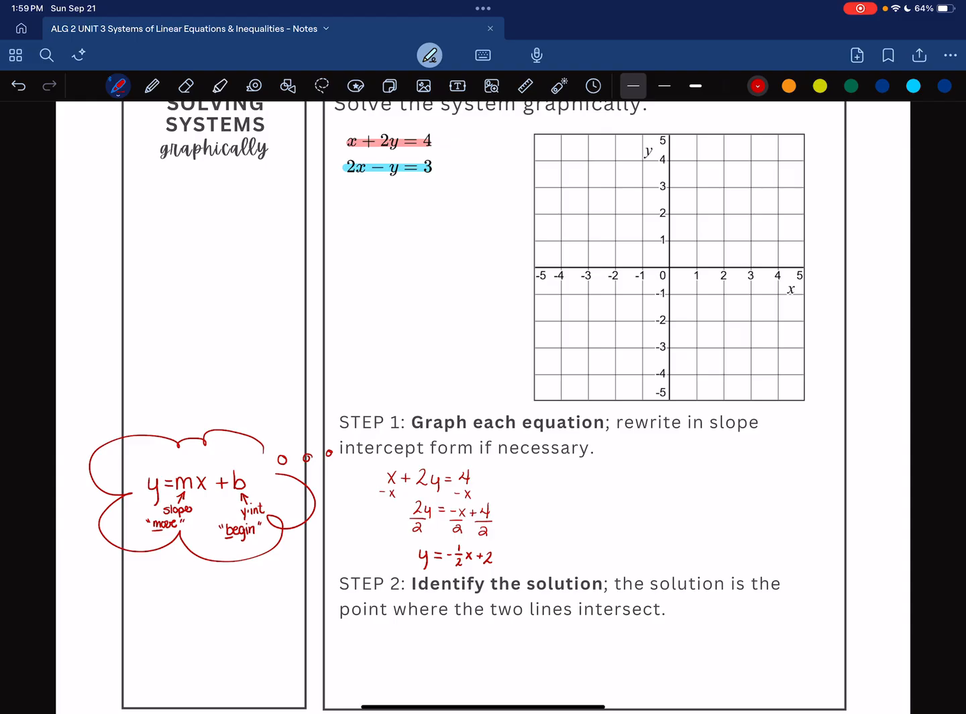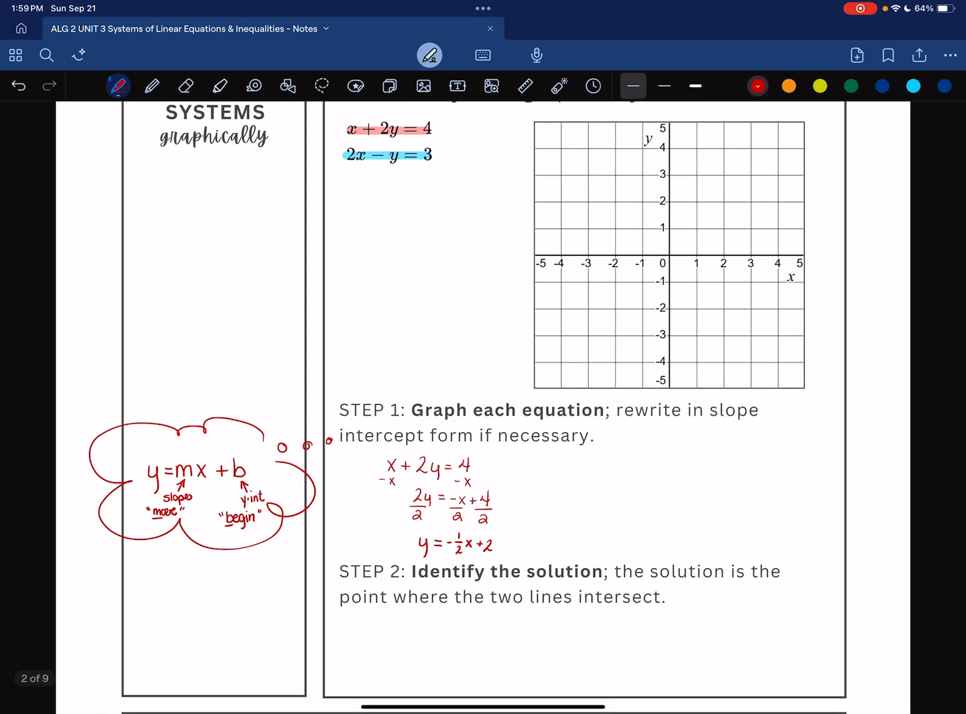And let's go ahead and do that. We're going to begin with our b value. Remember, begin with your b. So we're going to begin graphing on the y-axis at 2 because it is our y-intercept. And then from there, we're going to move according to our slope, which is the coefficient of x.